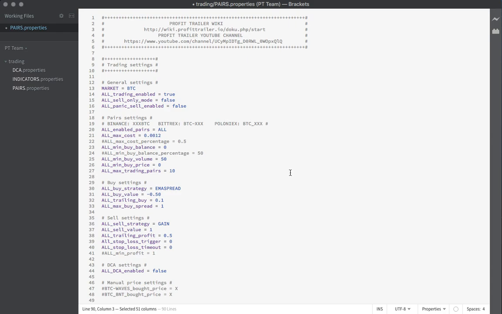This video is all about the pairs properties file for ProfitTrailer. So I'm going to go down the file here. Each line I'm going to tell you what each one of these functions does.